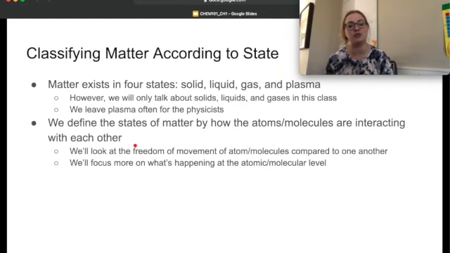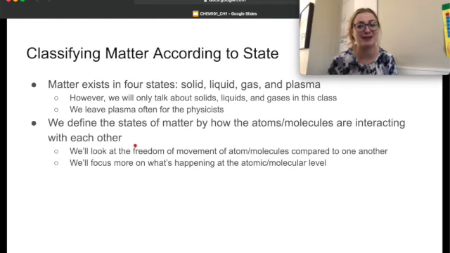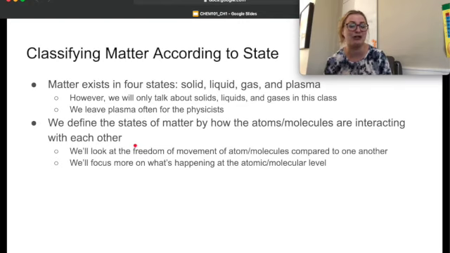It may seem really, really obvious, like, Professor Thomas, states of matter. I am in general chemistry in college, and we're going to talk about states of matter. You're kidding me. I feel you.